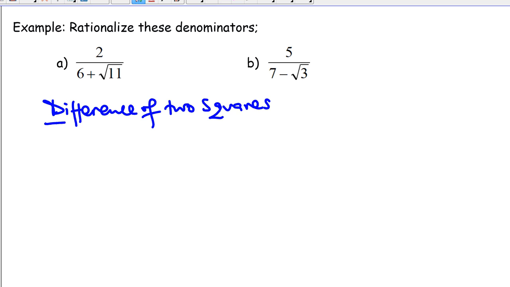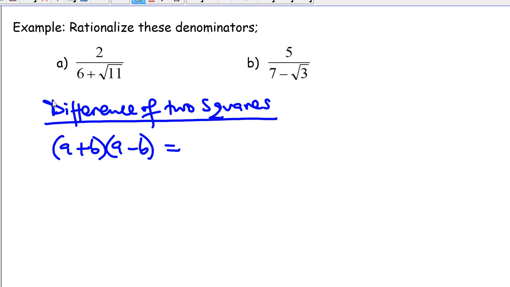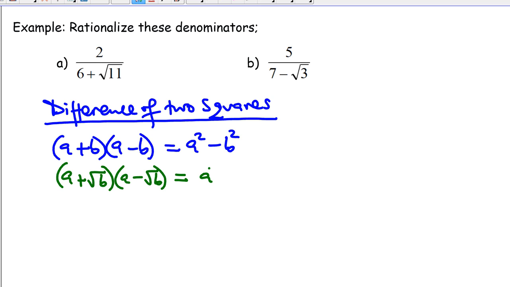So basically, if I have a plus b multiplied by a minus b, what that gives me is a squared minus b squared. Which means that if I have a plus square root of b multiplied by a minus square root of b, that will give me a squared minus square root of b squared, which will give me a squared minus b. So this is very, very important.